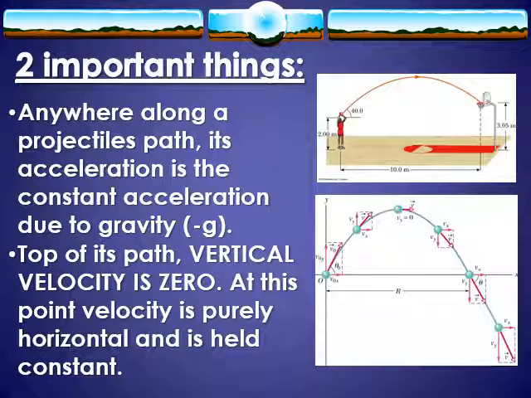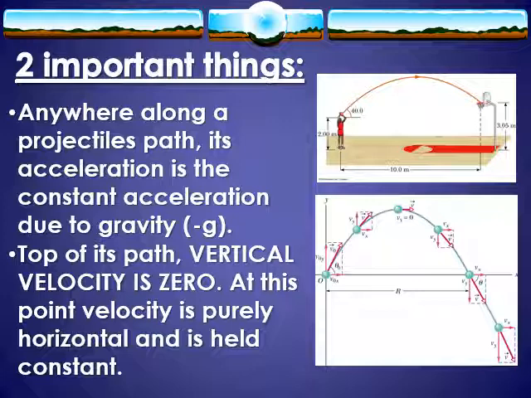Now, two more important things to remember about projectile case 2. Let's read. Sabi dito, anywhere along a projectile's path, its acceleration is the constant acceleration due to gravity, just like what we've said in case 1. Okay, acceleration of a projectile will always be a is equal to negative g, or the acceleration due to gravity on Earth, negative 9.8 meters per second squared.